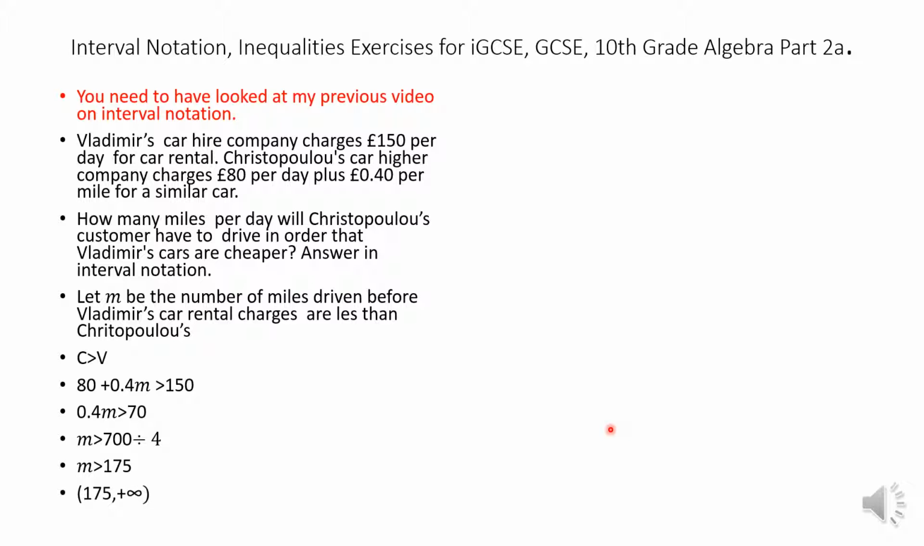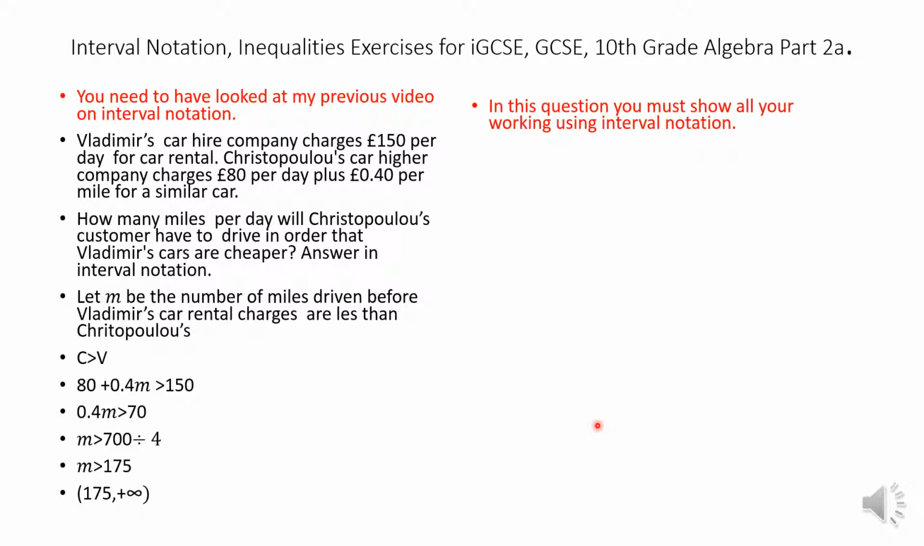So in interval notation, the answer then becomes curved bracket 175 comma plus infinity. In other words, is greater than 175 and less than infinity. You can also write this, I think both are acceptable, as square bracket 176, in other words, greater than or equal to 176, and then plus infinity. So it's greater than or equal to 176, but less than infinity.